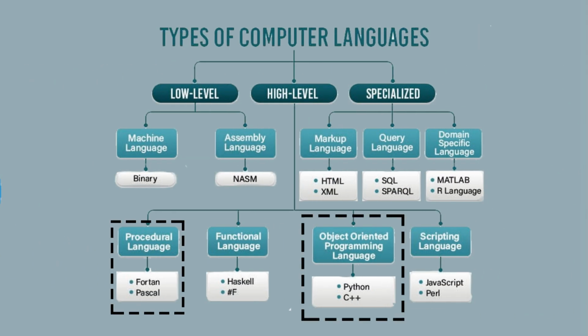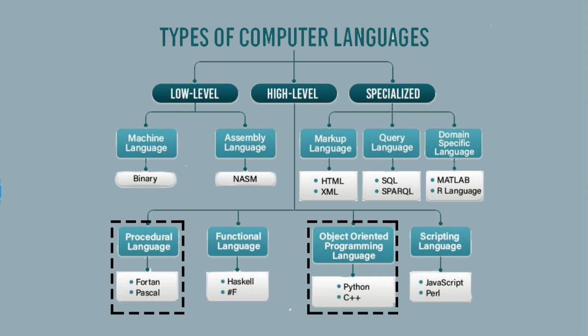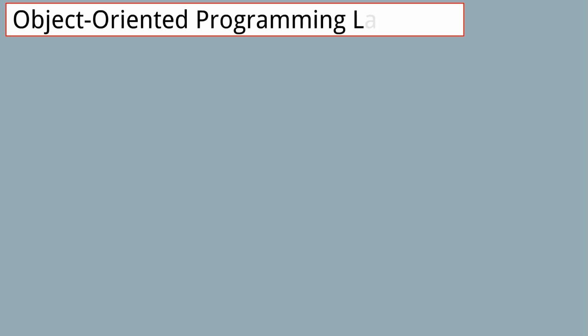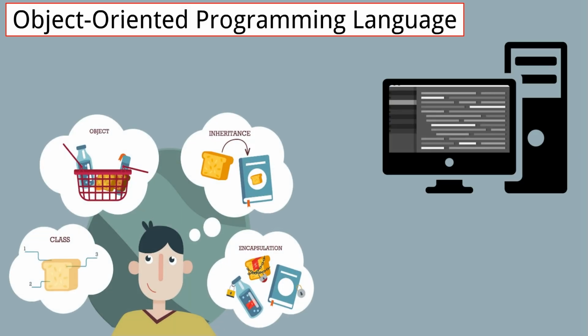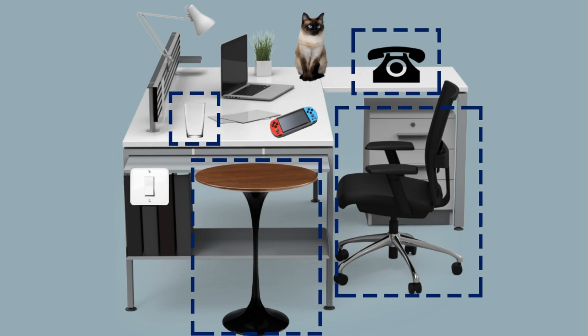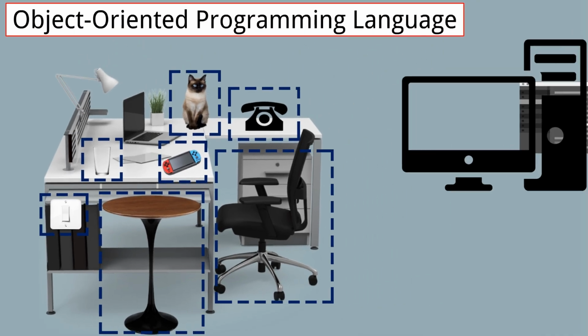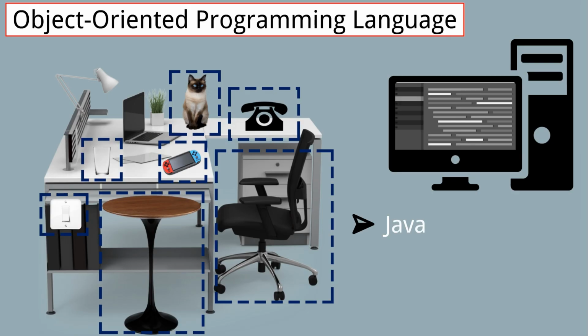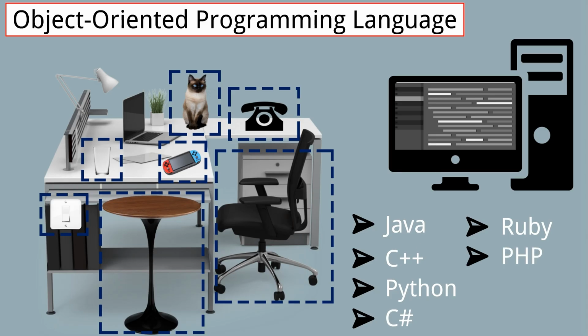The next one is object-oriented programming language, which is the primary focus of our course. The OOP, which is short for object-oriented programming, organizes the code around objects. Now, what is an object? An object can be anything that you see around you. For example, a table, a chair, a phone, a glass, or even a cat, a game player, or even a button. It describes what a thing is and what it can do. Examples of these languages are Java, C++, Python, C Sharp, Ruby, PHP, and so on. I will cover object-oriented programming in more detail in the next video.